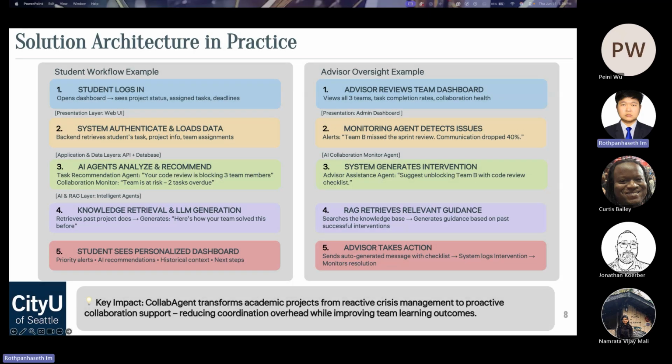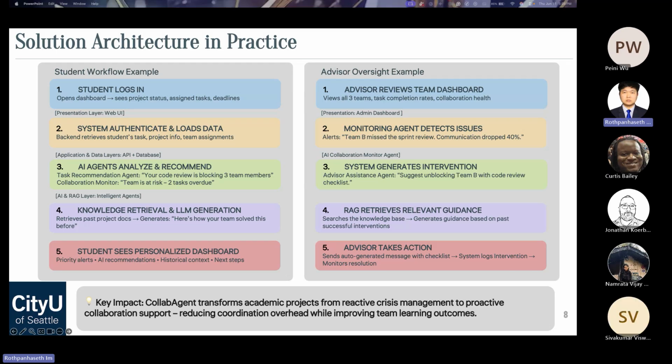This slide illustrates how the system operates from both student and advisor perspectives. Imagine a student logs in. The system loads project data and immediately begins analyzing current project conditions. A task recommendation agent identifies bottlenecks and priorities. A collaboration monitor detects coordination risks. A RAG component retrieves relevant project knowledge and historical context. The student receives actionable recommendations rather than simply viewing project data.